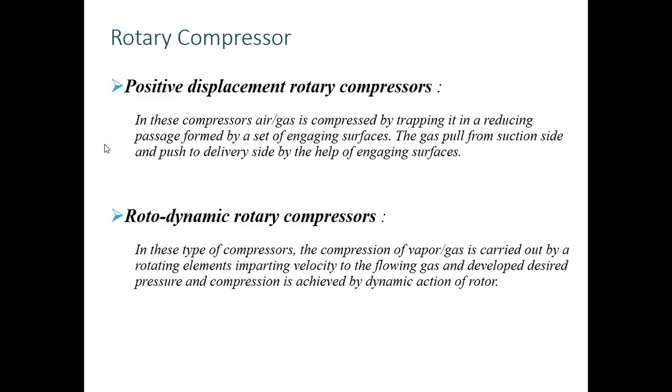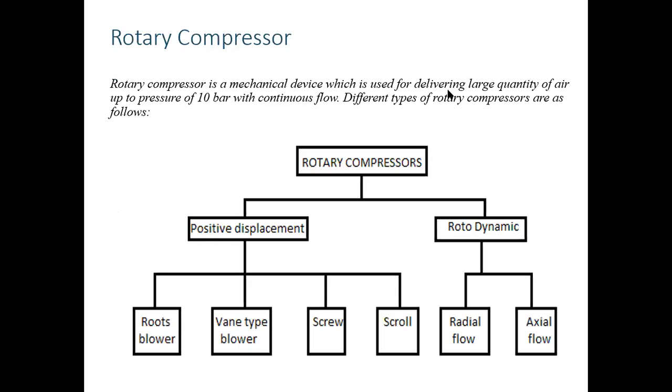In today's lecture, we have to study the positive displacement rotary compressor. Rotary compressors are used in order to have a large quantity of air at the outlet with a pressure up to 10 bar. It may be a Roots blower compressor, a vane type blower, or a screw or scroll type compressor. This type of compressor can be used up to a pressure requirement of 10 bar, and when we require a large quantity of air at the outlet.